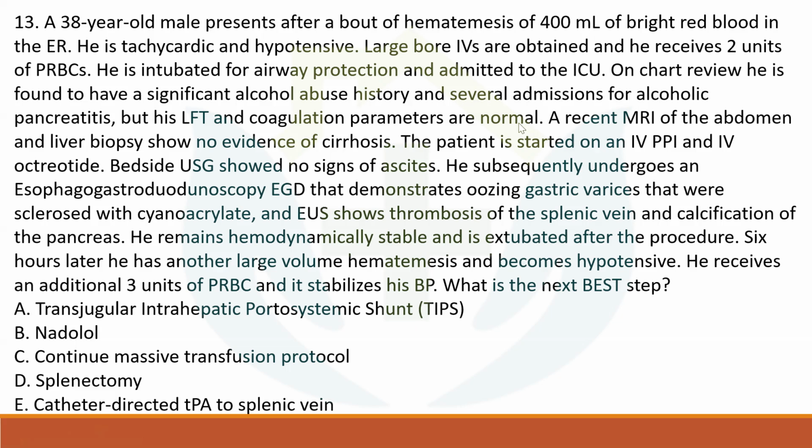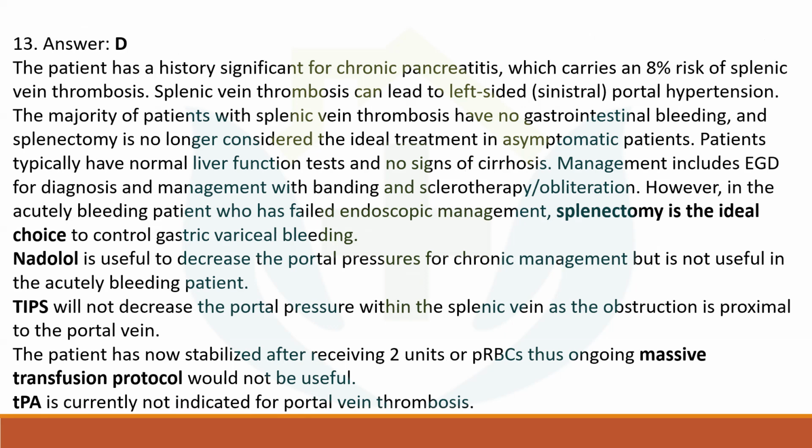Someone has answered D. Someone has answered A. Anyone else want to answer? Okay, E. The correct answer, someone again wants to answer this. A, TIPS, you want to do in this case, which is bleeding again quite massively. So the correct answer, I think, is D, splenectomy. Why? We'll see why this answer is correct.